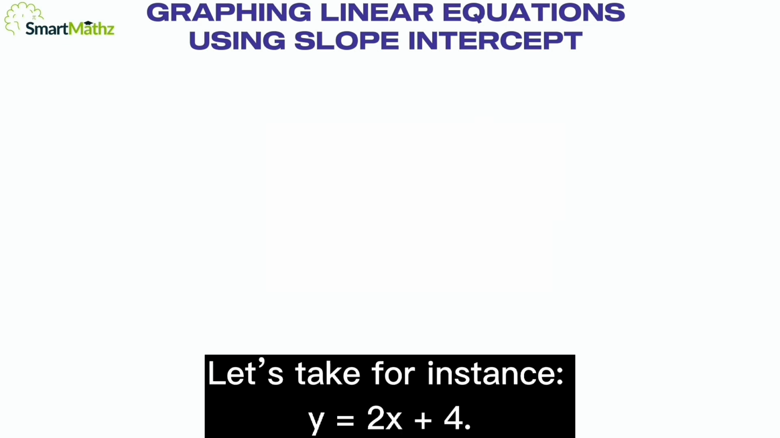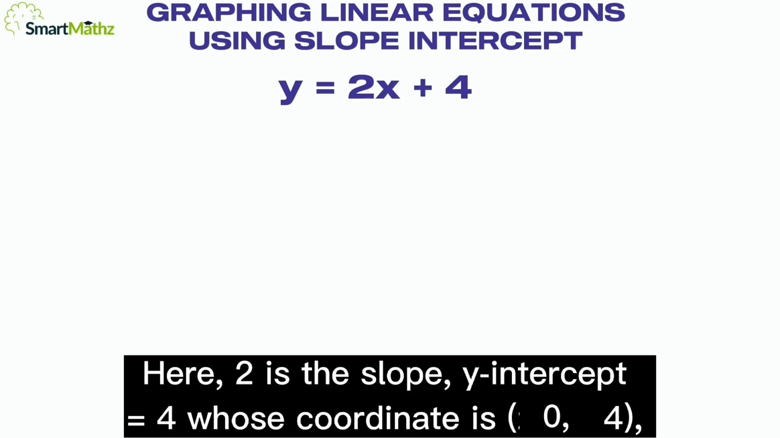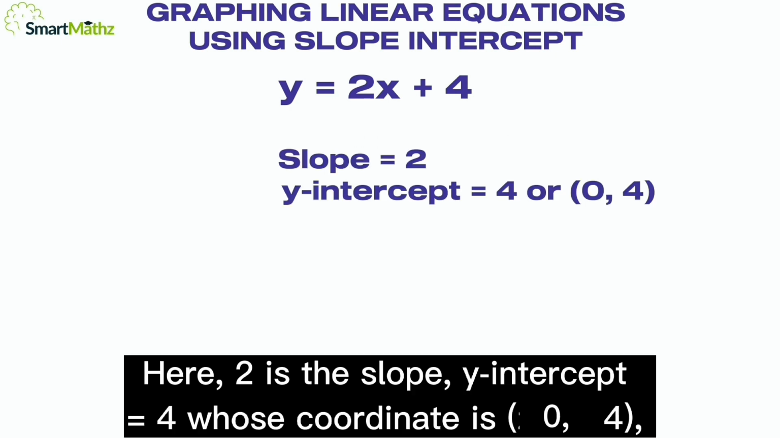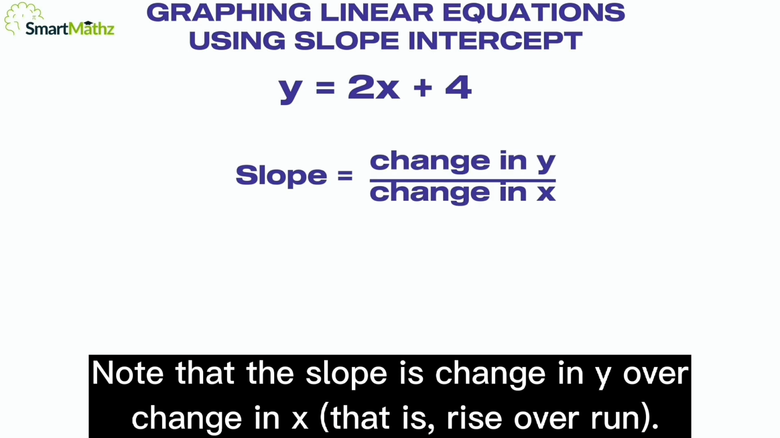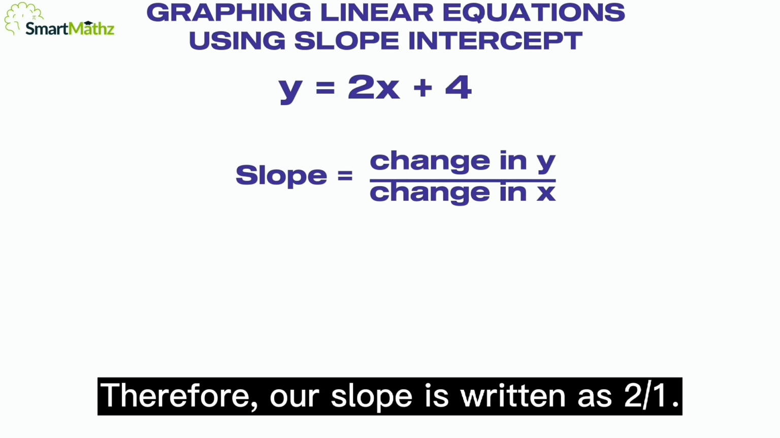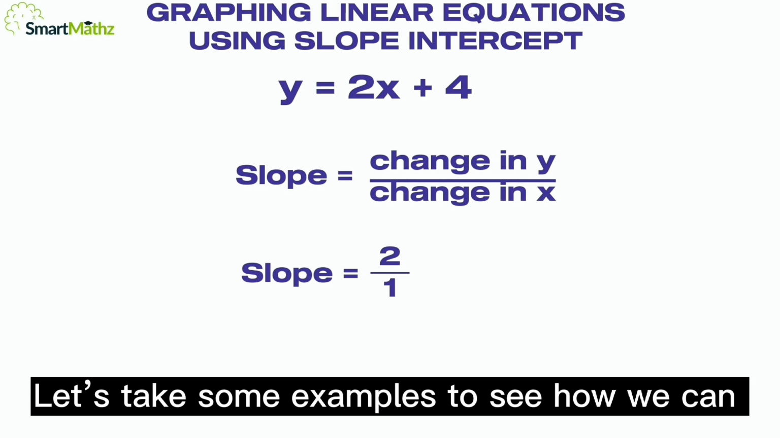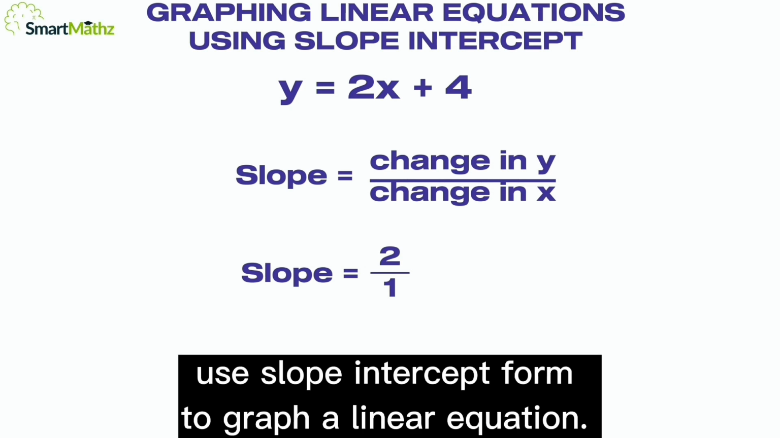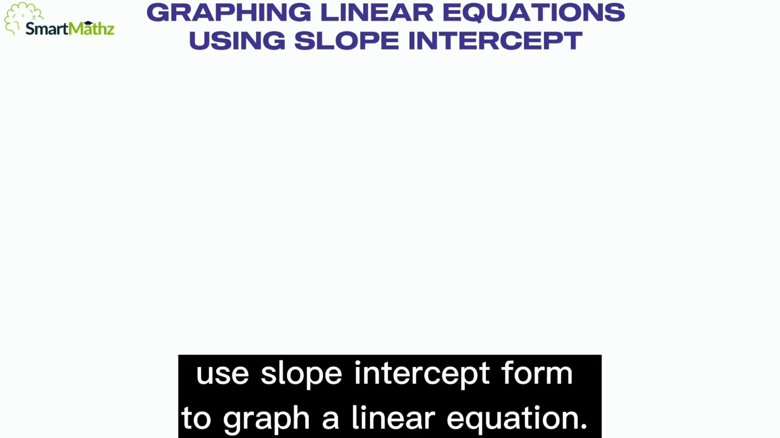Let's take for instance, y equals 2x plus 4. Here, 2 is the slope, and the y-intercept equals 4, whose coordinate is (0, 4). Note that the slope is the change in y over the change in x, that is, rise over run. Therefore, our slope is written as 2 over 1. Let's take some examples to see how we can use slope-intercept form to graph a linear equation.